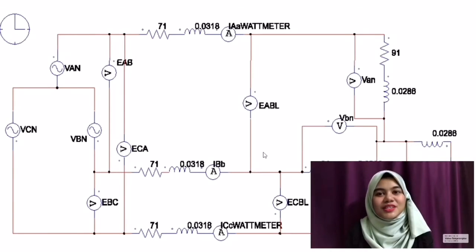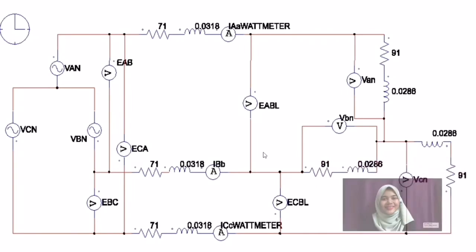It is to measure the value of load voltage, line current, line voltage after transmission loss, and active power. Then, the circuit simulation was run, and all the data of the parameter is recorded one by one. Last but not least, the calculated and measured value is compared.